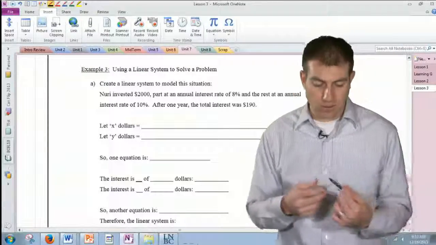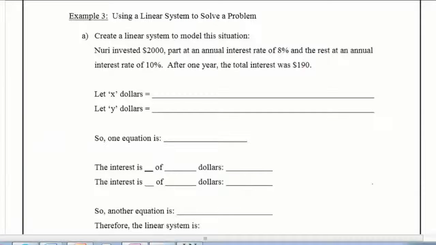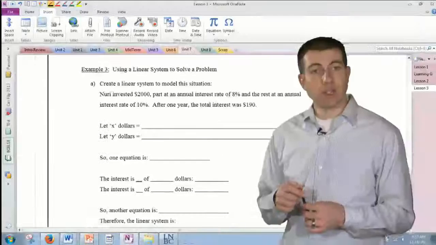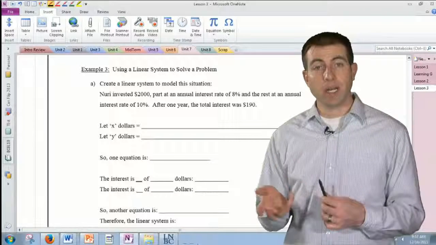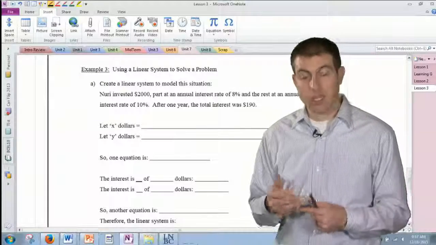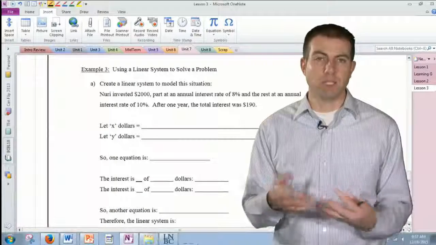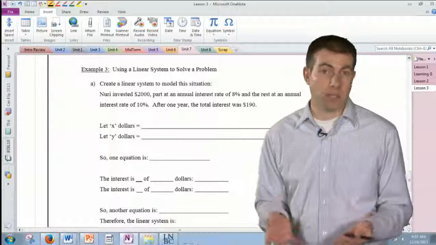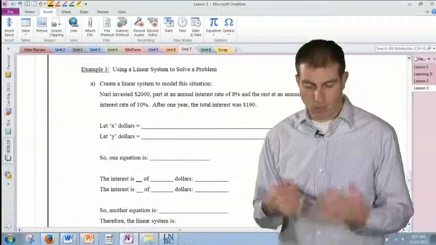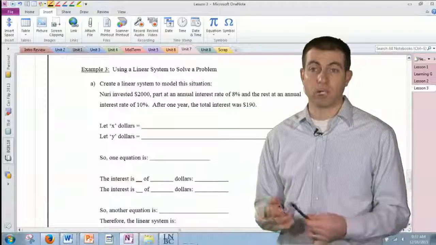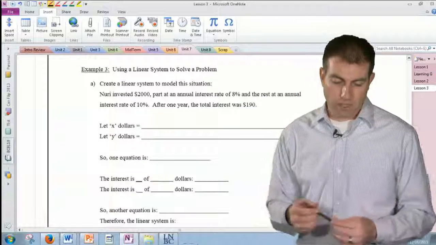Nuri invested $2,000 at an annual interest rate of 8%, and the rest at a rate of 10%. After 1 year, the total interest was $190. So the idea here is we have two amounts of money. One's invested at 8%, one's invested at 10%. We know how much money we invested in total, but we don't know how much at each percentage, and we know how much money we earned in the year.